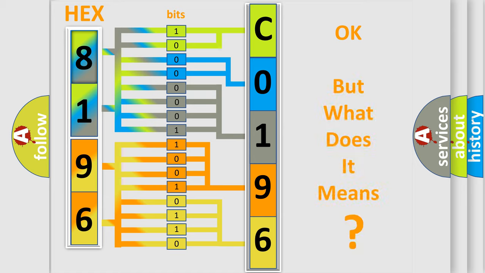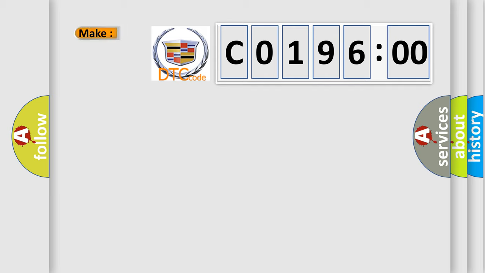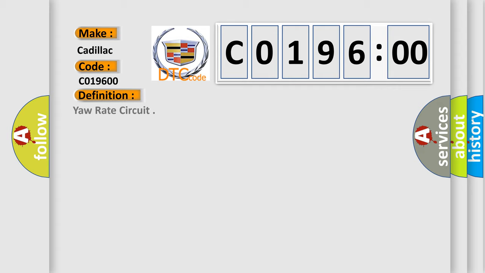The number itself does not make sense to us if we cannot assign information about what it actually expresses. So, what does the Diagnostic Trouble Code C0196-00 interpret specifically for Cadillac car manufacturers? The basic definition is Yaw Rate Circuit. And now this is a short description of this DTC code.